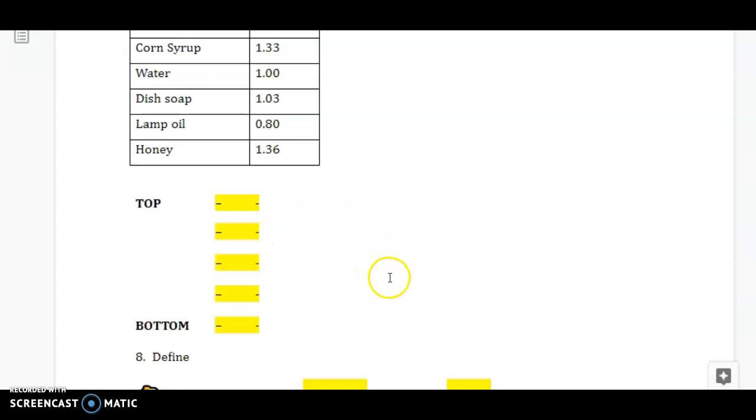Density sorts by the most dense going to the bottom. So in this case, honey would be on the bottom. Okay? On top of honey would be corn syrup. Corn syrup would actually float on top of the honey. And I'll let you do the final 3.